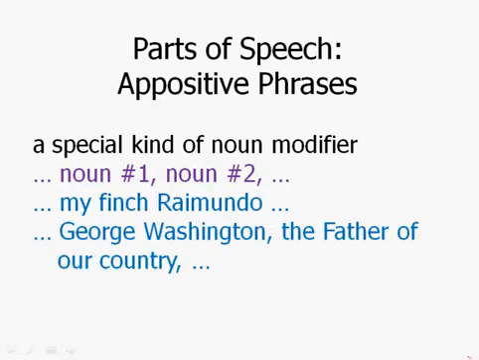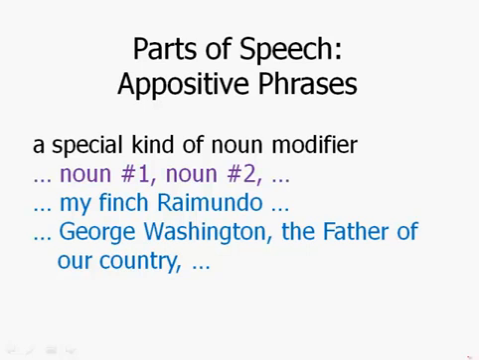So for example, my finch Raimundo: the name Raimundo is modifying the noun finch, providing the name of the finch, in case you weren't familiar with the name of my finch. In the phrase George Washington, the father of the country, George Washington is the main noun, and then we have this descriptive phrase, the appositive phrase, the father of our country, that certainly describes George Washington, and it provides information in case, for example, someone were unfamiliar with the role of George Washington.